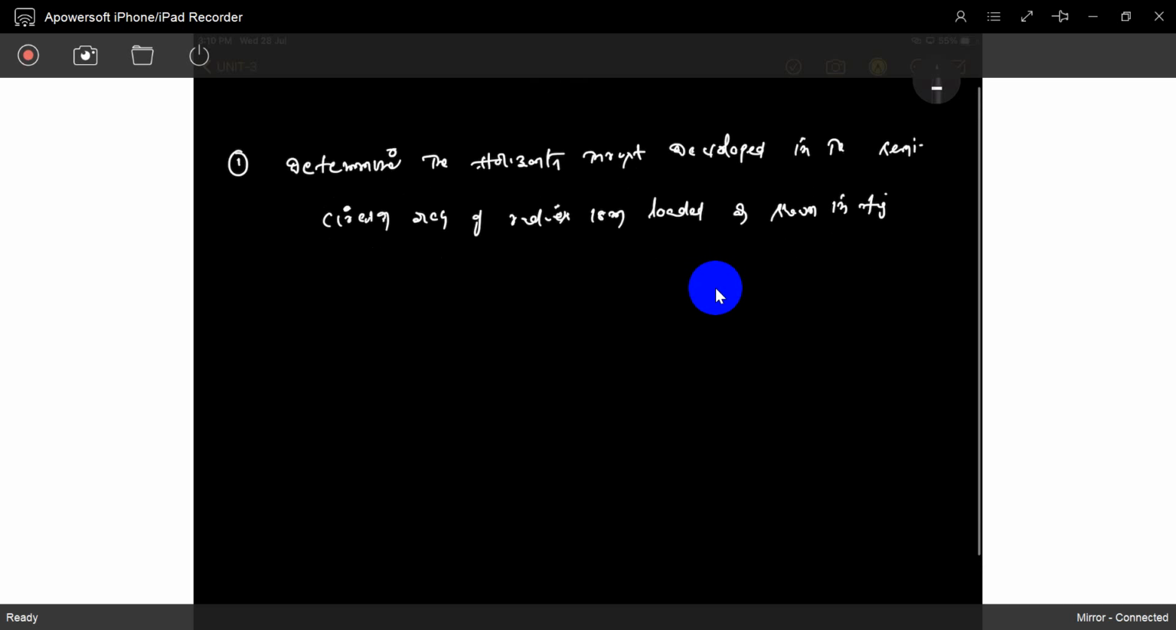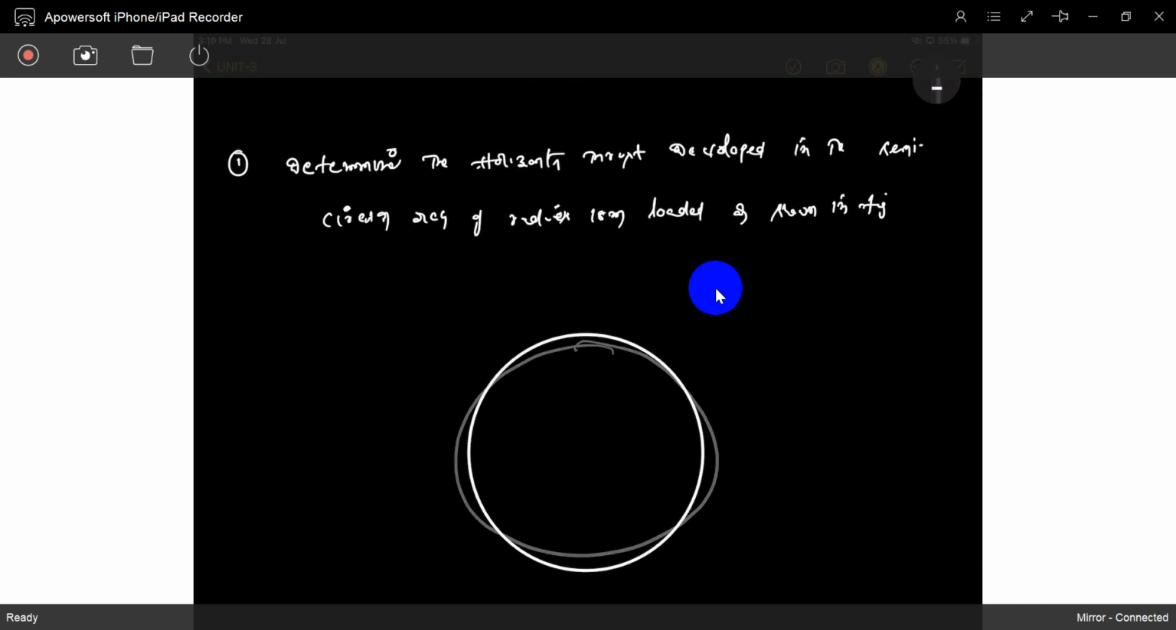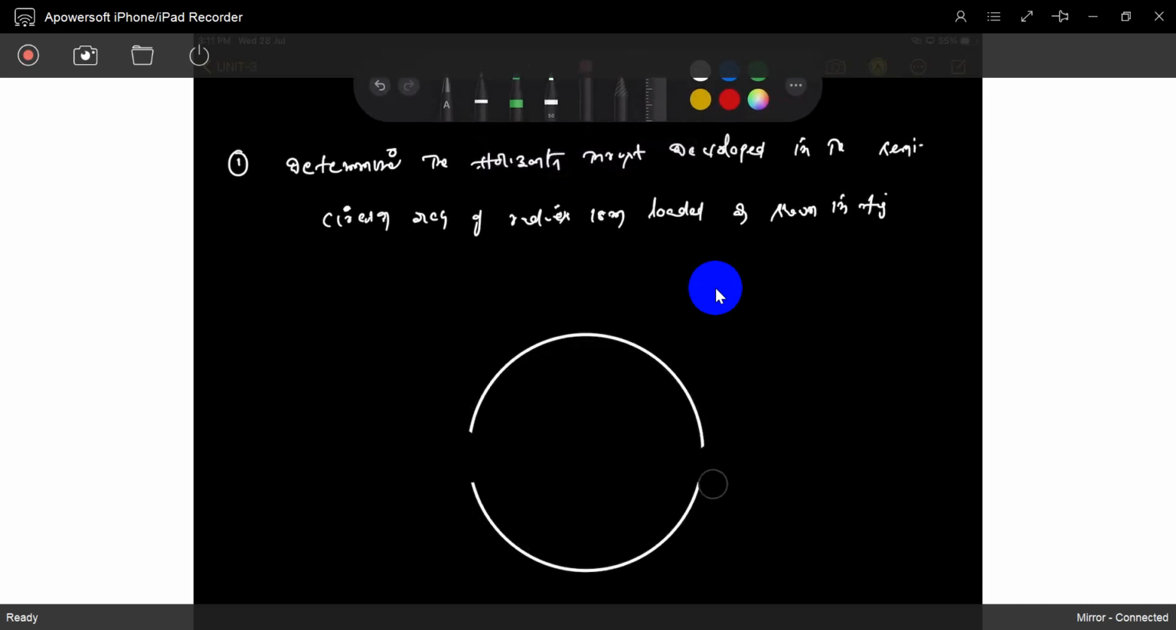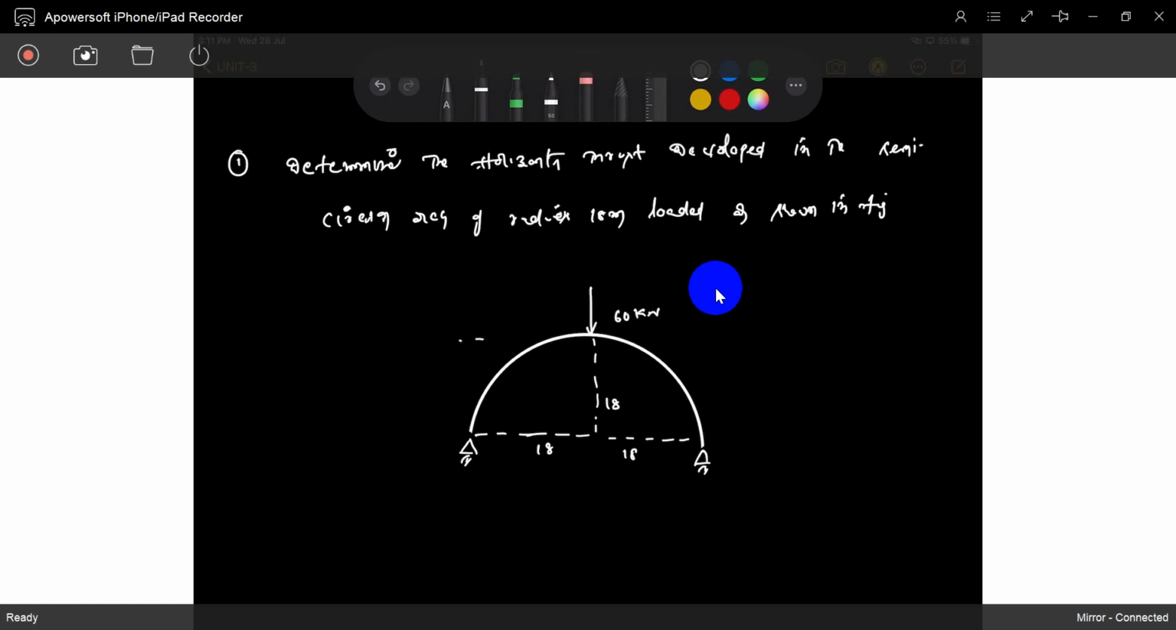Okay, so see, 2 hinged arches. So radius is 18 meters, and the crown 60 kilonewtons is active up to half of the span. 20 kilonewton per meter is acting, and 40 kilonewtons is acting at 45 degrees from the crown. So that's it. These are the loading on the arch.